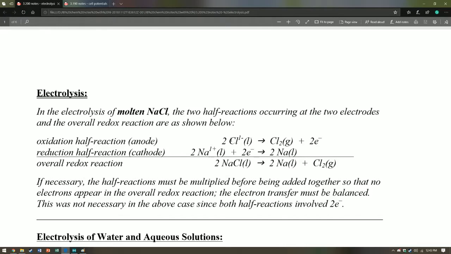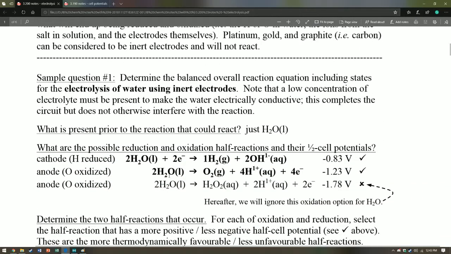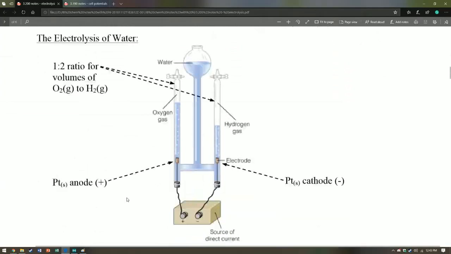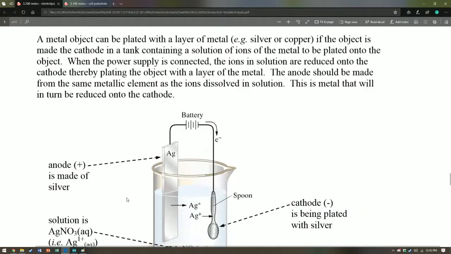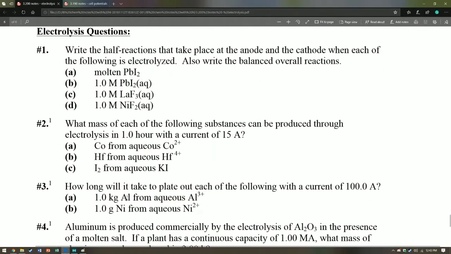The way I like to do it is to make a table of cathode and anode, then consider all the possibilities and choose the ones that are the most spontaneous, so they have the most positive cell potential or the least negative cell potential, the two half reactions that have the highest cell potential. So let's go through a worked example and maybe I'll show you what I mean. Let's consider the electrolysis of nickel difluoride.